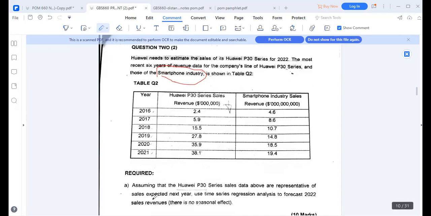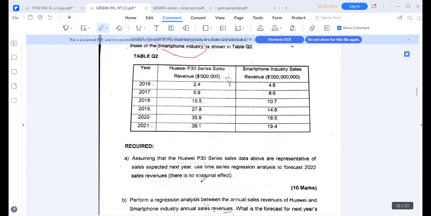Now, the question says, assuming that the P30 series sales above are representative of the sales expected next year, use time series regression analysis to forecast 2022 sales revenue. There is no seasonal effect. It is 10 marks. So here they actually want us to find the sales revenue for next year. But which comparison are we looking at? The sales revenue for next year, meaning that we are going to use the year and the P30 series company. So we are using this and this for the first question.